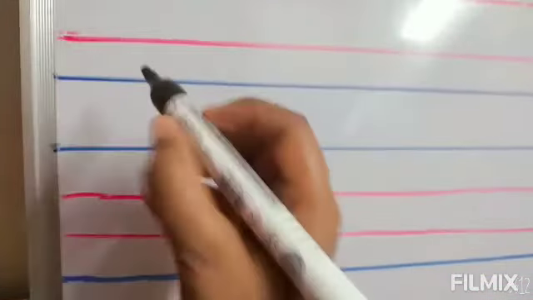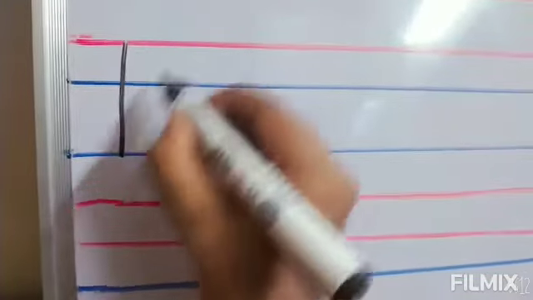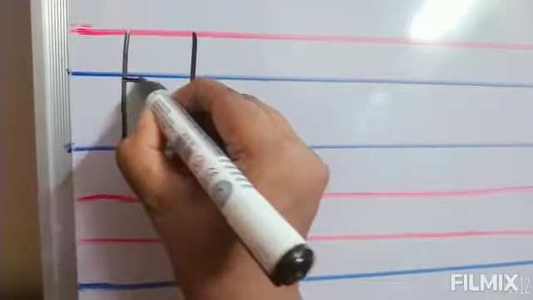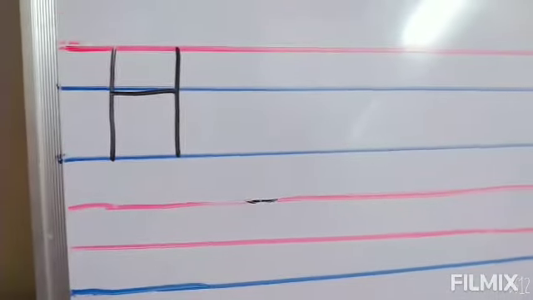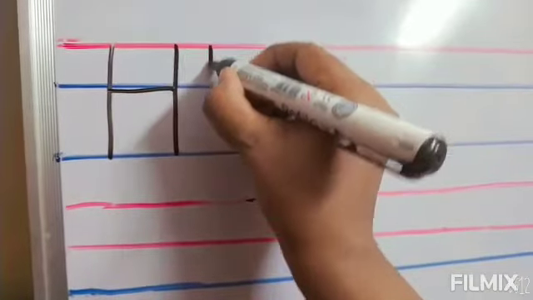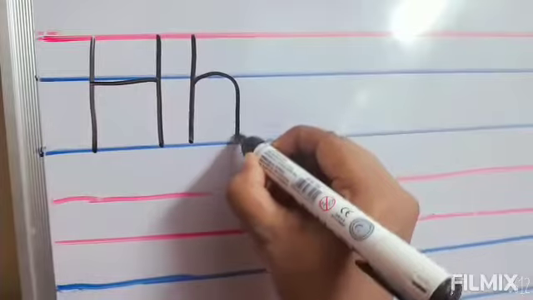H, right? So we need to start from here with a big standing line, again a big standing line. Now you need to write a sleeping line. What is it? H. Now we'll write a small standing line, then a down curve.